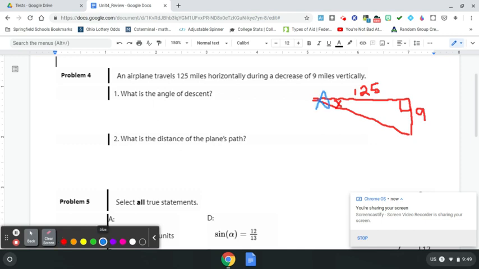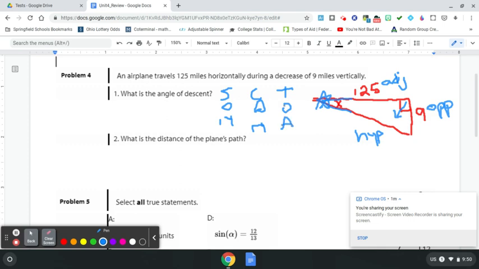So if I star this angle, I now need to make sure I go and label. My hypotenuse is here. If I trace out the angle, that means 125 is adjacent, which means 9 is the opposite. Once I have my sides labeled, I go over here and set up SOHCAHTOA. S-O-H, forgive my poor handwriting here, C-A-H, T-O-A.